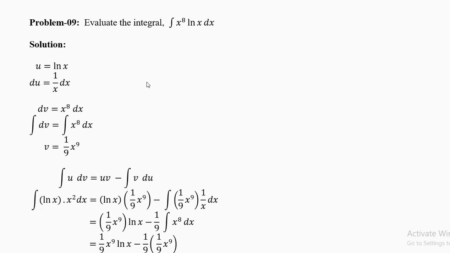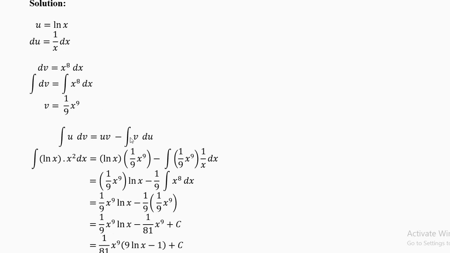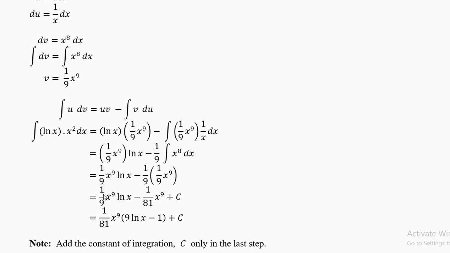Now, problem 9. Evaluate the integral x power 8 ln x. Again put u equal to ln x, du equal to 1 by x dx, dv equal to x power 8 dx. v equal to integration of x power 8 is 1 over 9 x power 9. Do not put the plus c there. Integral u dv equal to uv minus integral v du. U equal to ln x, v equal to 1 by 9 x power 9. Open the bracket, you will get 1 by 9 x power 9 ln x. Copy it in 3-4 steps till you finish the answer.